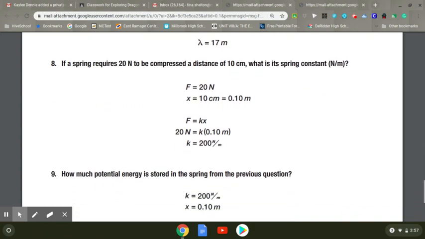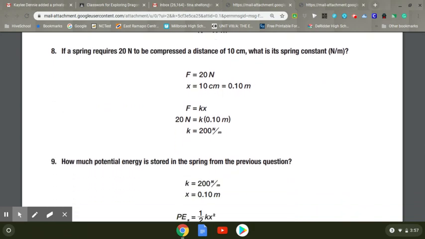For question 8, it says if a spring requires 20 newtons to be compressed a distance of 10 centimeters, what is the spring constant? So we're solving for a constant here, and so we're solving for k because k represents our constant. So we have a force that is 20 newtons, and we're finding k, and our x is the distance that we're traveling. In this case, we're changing that 10 centimeters to meters, which means we move the decimal 2 places to the left, and we get 0.10. So we've got 20 newtons divided by 0.10, and that's going to give us 200 newtons per meter for our answer. We're going to use this value in question 9.